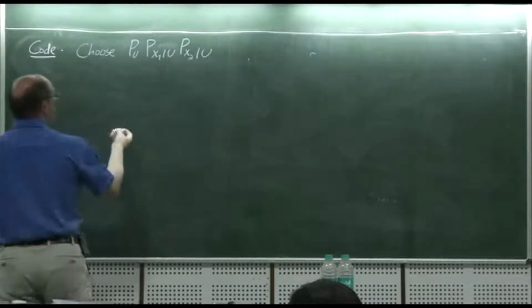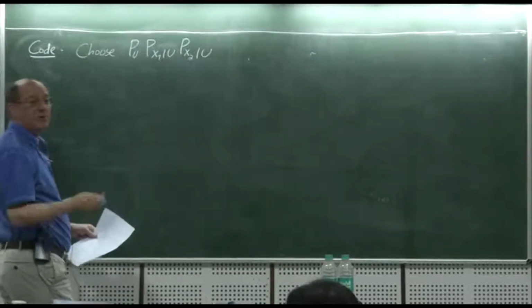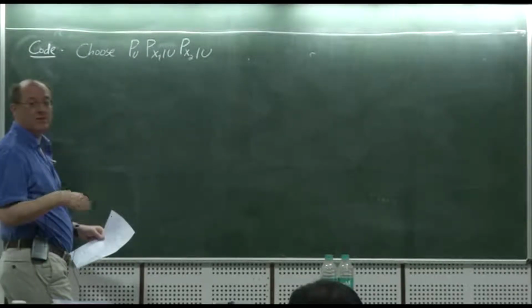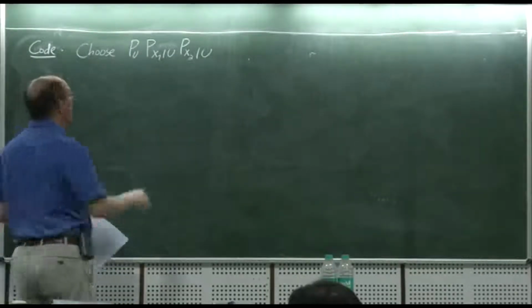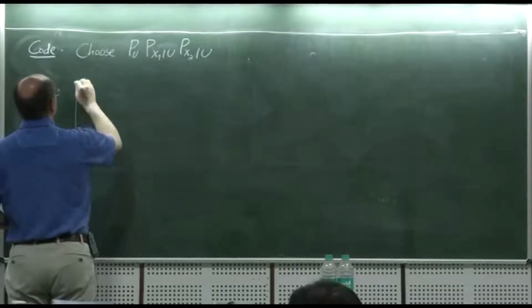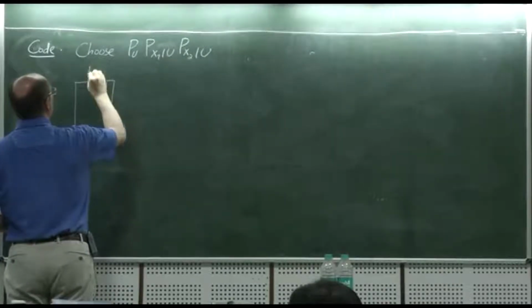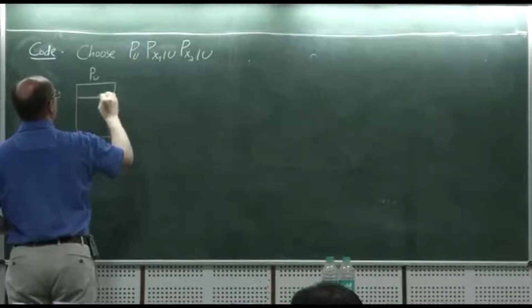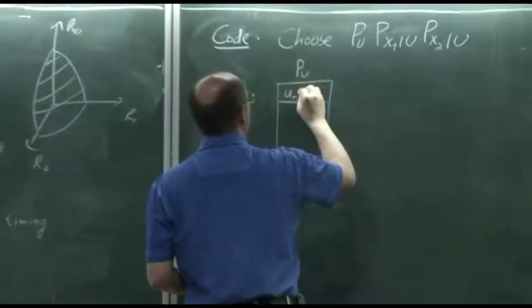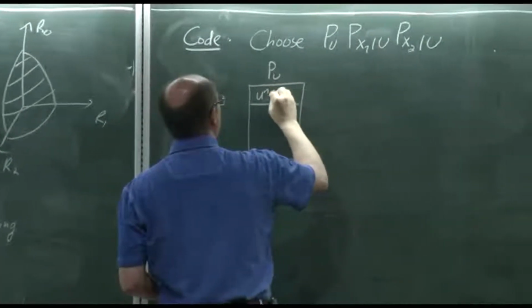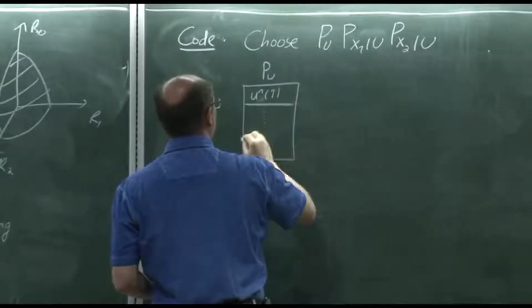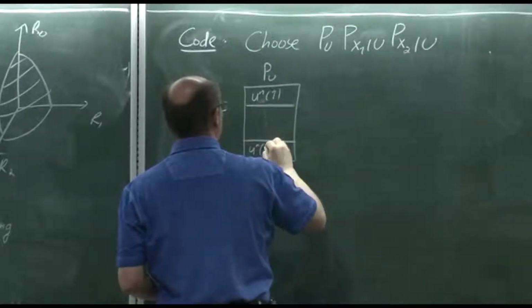And now what we'll do is build a codebook like this. I won't describe it in words anymore; I'll just draw pictures. Using P_U, I'll generate the U codebook, U^n(1), U^n(2), up to U^n(2^{nR_0}).